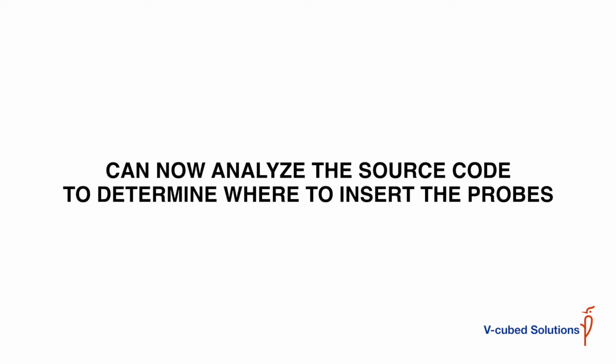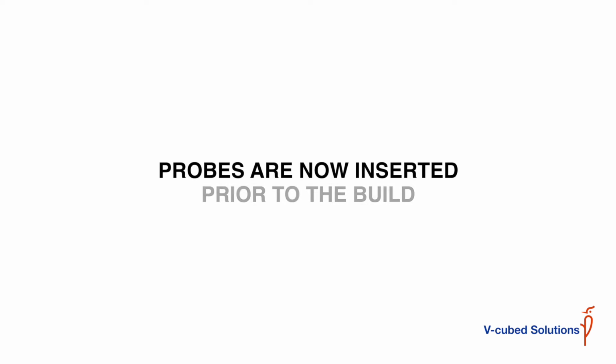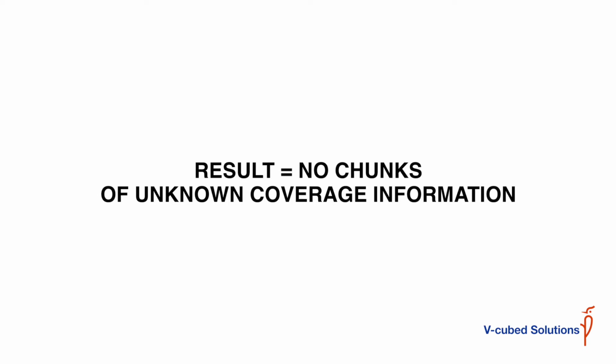The change that we made is now we analyze the source code itself to determine where to insert the probes, and they're inserted prior to the build. So now any compiler optimization or optimizations made by the compiler are carried forward since the probes were injected in the source code itself. This improves accuracy greatly. So now there will be no chunks of unknown coverage information like there were previously. And in fact, this is one of the highest accuracies of any tool for coverage. It's not a common feature.